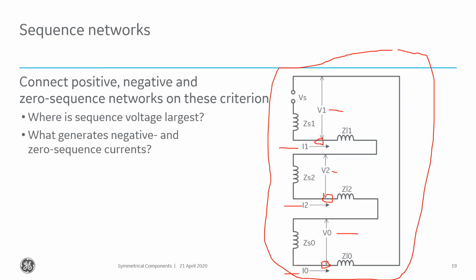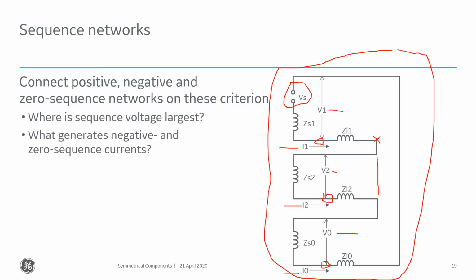Well, the voltage is the largest in my positive sequence network right here, right across the voltage source. That's where my voltage is largest in the positive sequence network. Now, my fault location is actually where these networks connect, right? So as I look at this, my negative sequence voltage is greatest right here, right?